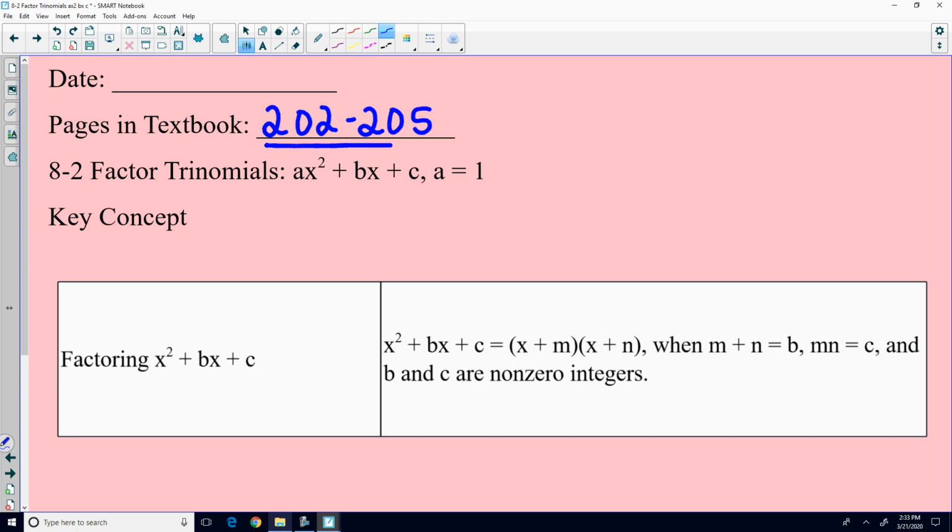So we have pages 202 to 205. So you should probably open up your textbook to those pages as we go. You can go ahead and fill in the date up here with today's date.